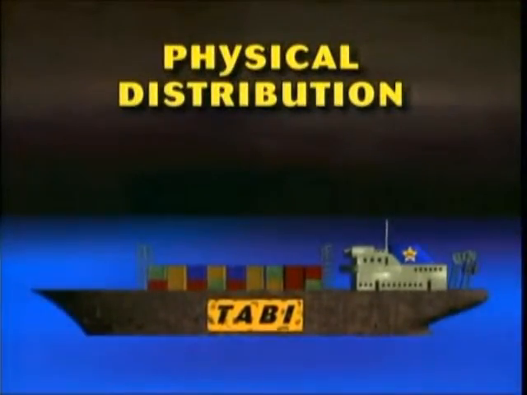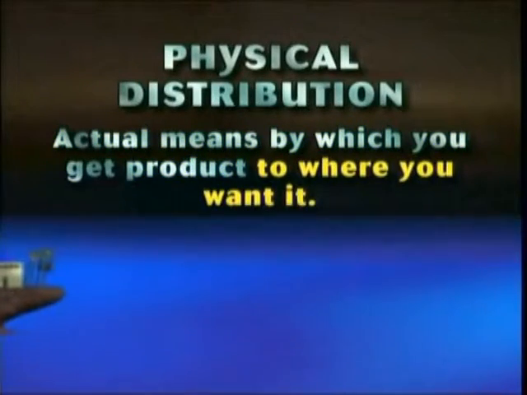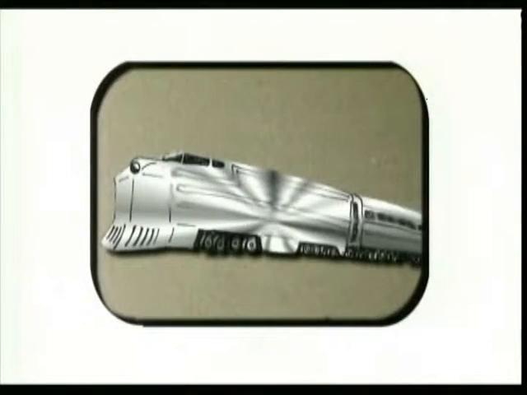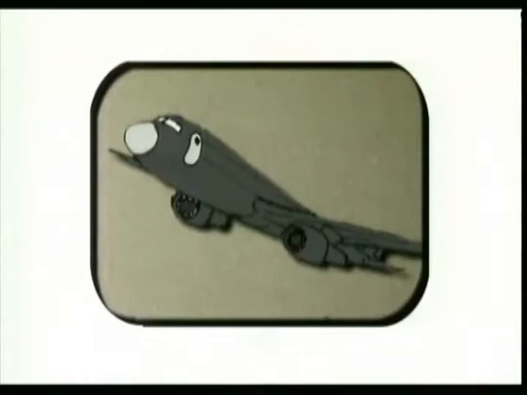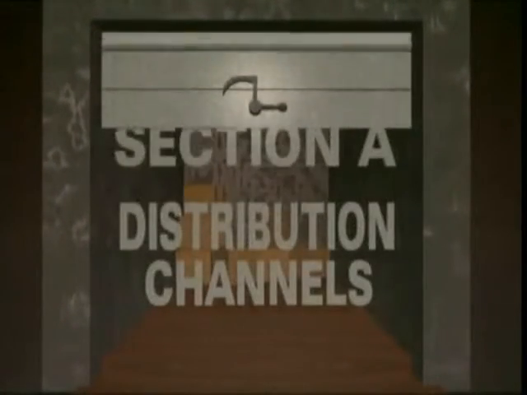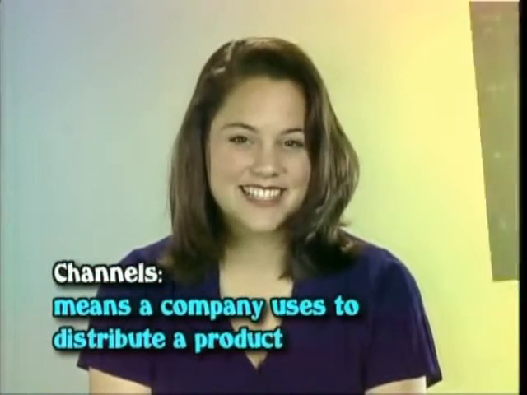Physical distribution is the actual means by which you get your product from you to wherever you want it to be. That means truck, train, boat, airplane, sampan, rickshaw, wagon train, mule. How you go about integrating all those is the complicated part. Section A. Distribution channels. Channels are the means a company uses to distribute a product.